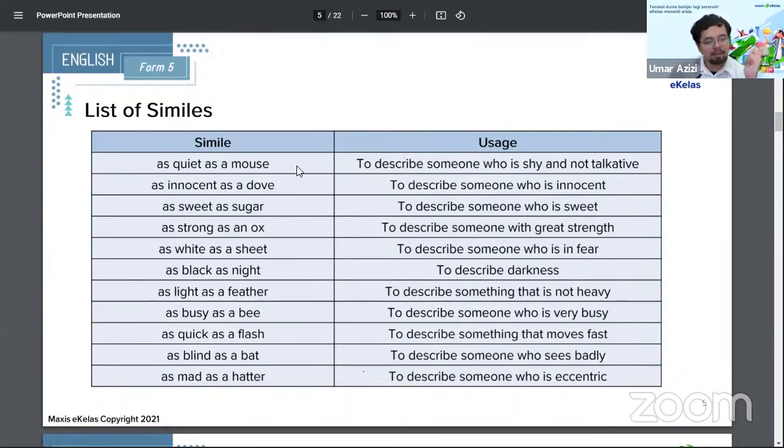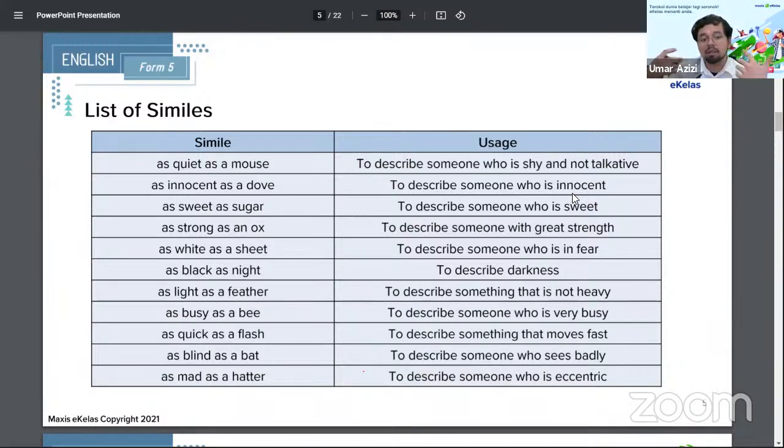As quiet as a mouse is to describe someone who is shy and not talkative, very hidey-holey, doesn't really want to show their face, embarrassed, like, okay, hi, my name is Uma. As innocent as a dove, to describe someone who is innocent. As sweet as sugar, to describe someone who's very sweet, very nice.